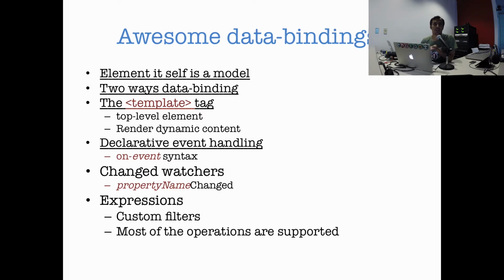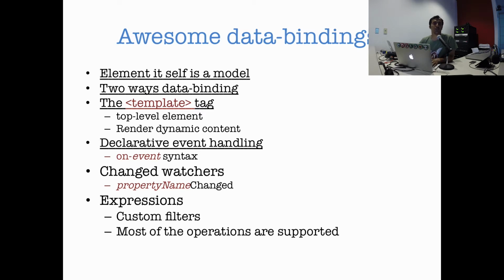Changed watcher is another way. It's kind of like observers in Knockout, or computed, if you will. So anytime a property changes, it fires this event automatically. If a property is, let's say, name, and you have a function called name changed, it will fire that function anytime the name changes in your DOM or programmatically.